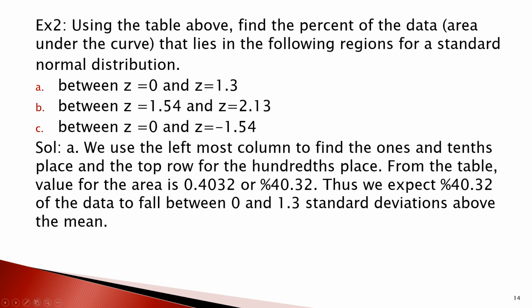Again, one more time, we use the leftmost column to find the ones and tenths place, and the top row for the hundredths place. From the table, for 0 to 1.3, that area should be 0.40 or 40%. So that means we expect 40% of the data to fall between 0 and 1.3.